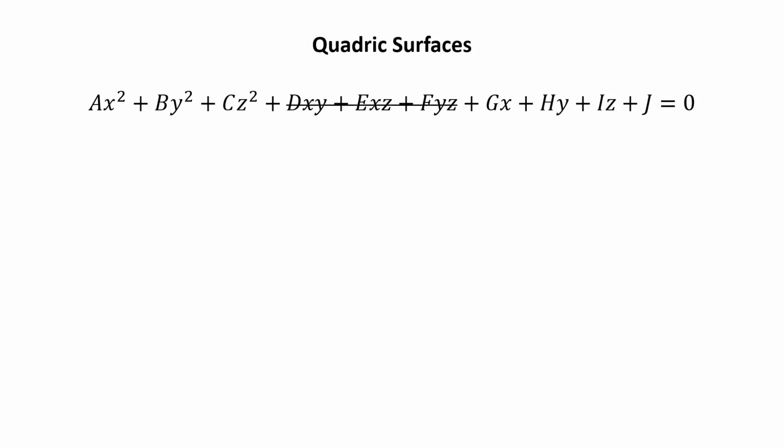We're going to eliminate the cross terms, the ones with xy, xz, and yz. We can always use a rotation to change that into a simpler form, and we're not even going to go into that in this course because it is a little bit more advanced. We're going to focus on quadric surfaces that are oriented along one of the axes. Also, we're going to focus on quadric surfaces that are centered at the origin.